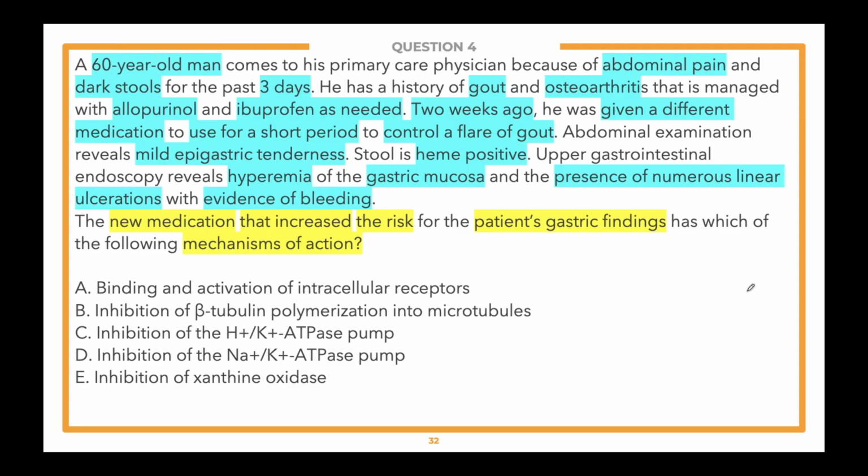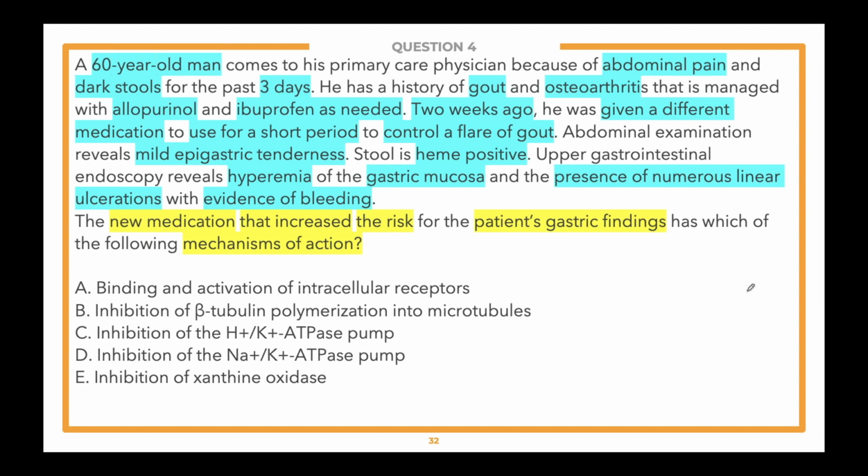Once again, we're going to start at the bottom and work our way up to the top. Answer choice E, inhibition of xanthine oxidase. D, inhibition of the sodium-potassium ATPase pump. C, inhibition of the proton-potassium ATPase pump. B, inhibition of beta-tubulin polymerization into microtubules. And A, binding and activation of intracellular receptors.